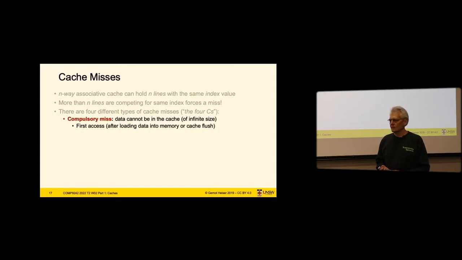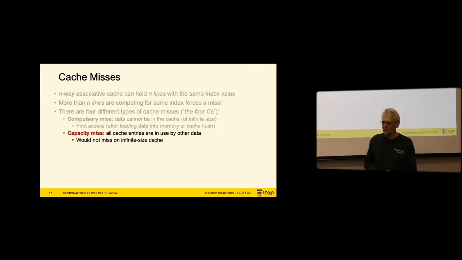Next one. The data is stale? No. Yeah? Cache is full, yeah. The cache is of limited capacity, so eventually it's full, and then you get a capacity miss. So capacity misses are also unavoidable because the cache has limited size.